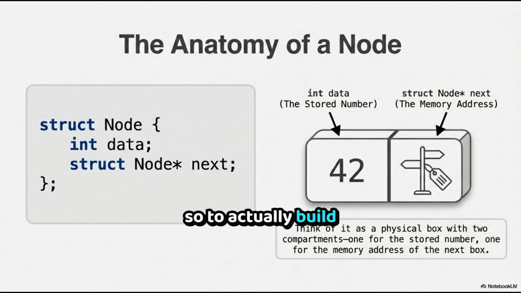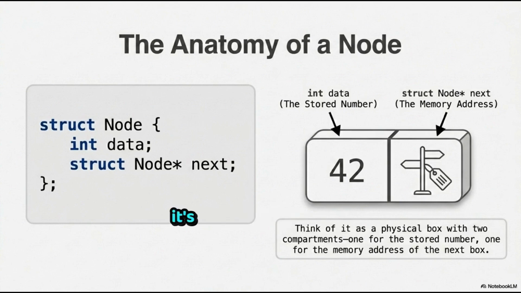So to actually build that chain, we've got to translate our physical box analogy into C code using a struct. Our C code defines a struct node with 2 very distinct compartments. The first compartment is int data. This is simply where we hold our stored number, like 42. The second compartment is struct node star next. Now that little asterisk is incredibly important. It means this isn't just another number, it's a memory address. It's the signpost pointing exactly to the next physical box in our chain.